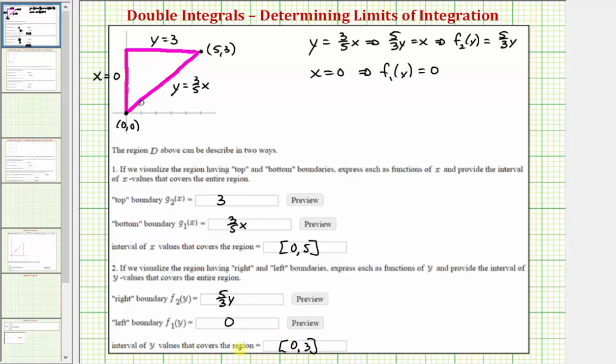again for y values. Being able to define regions in the xy plane using both of these methods will be important when we start setting up double integrals when determining the limits of integration. If we integrate with respect to x first and then y, we would use the method we used in number 2. If we integrate with respect to y first and then x, we would use the method we used in number 1.